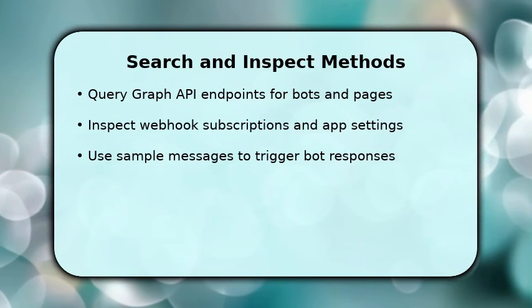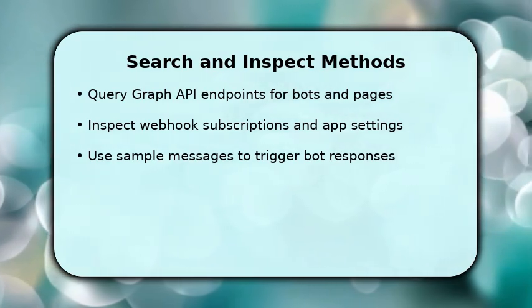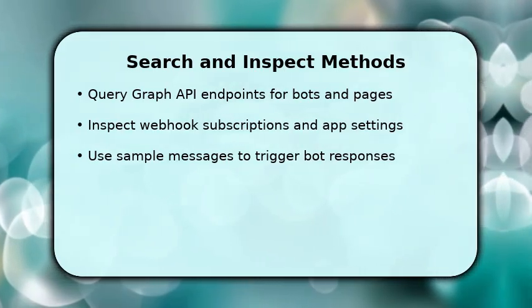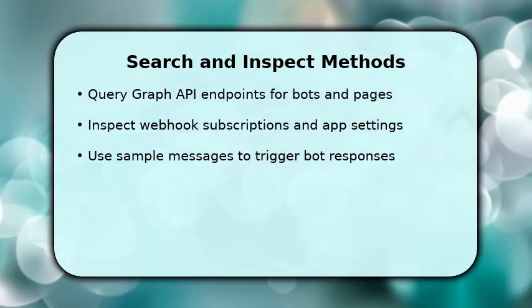You now perform targeted queries. Call the Graph API endpoints that list subscribed apps and messenger bots for the page. While doing that, inspect webhook subscriptions and app settings to confirm which service handles incoming messages.